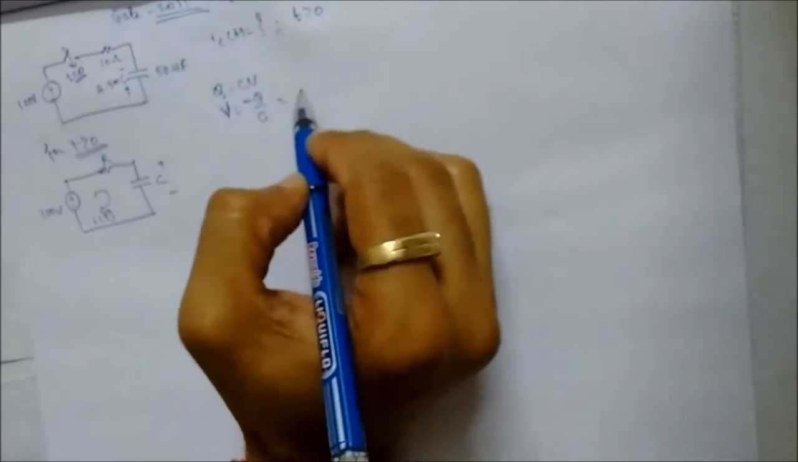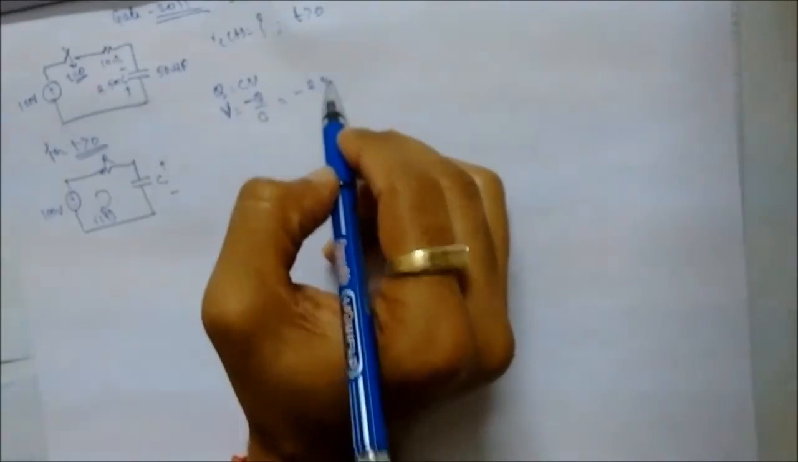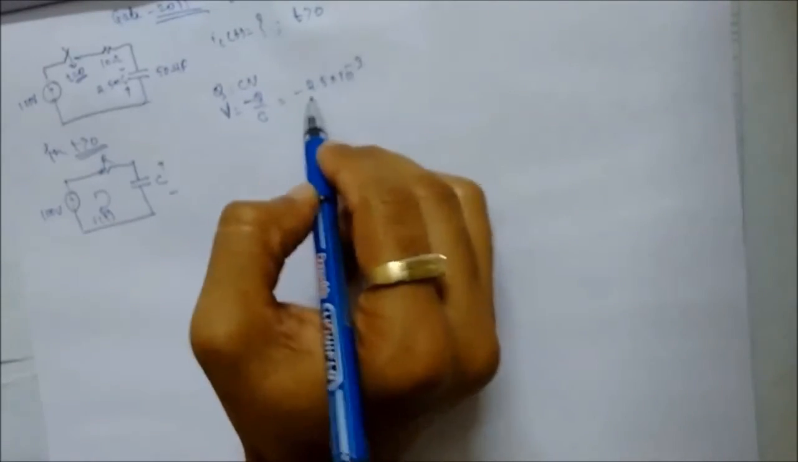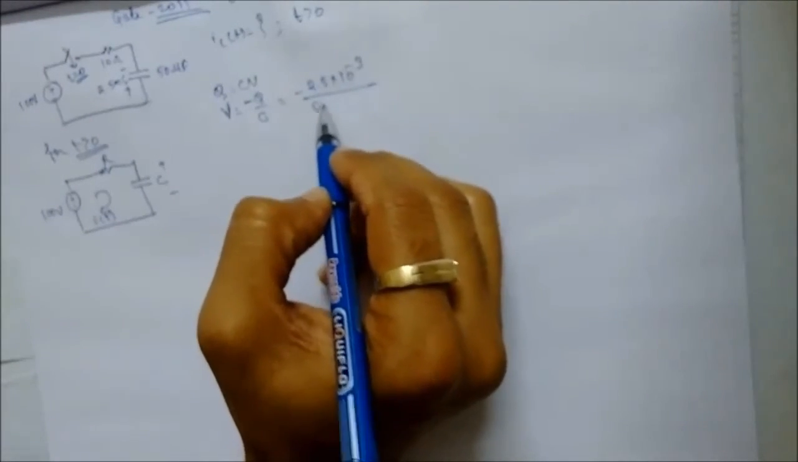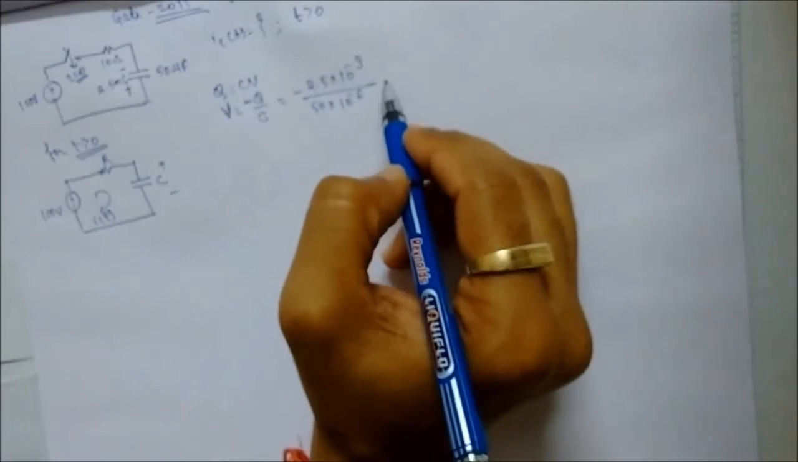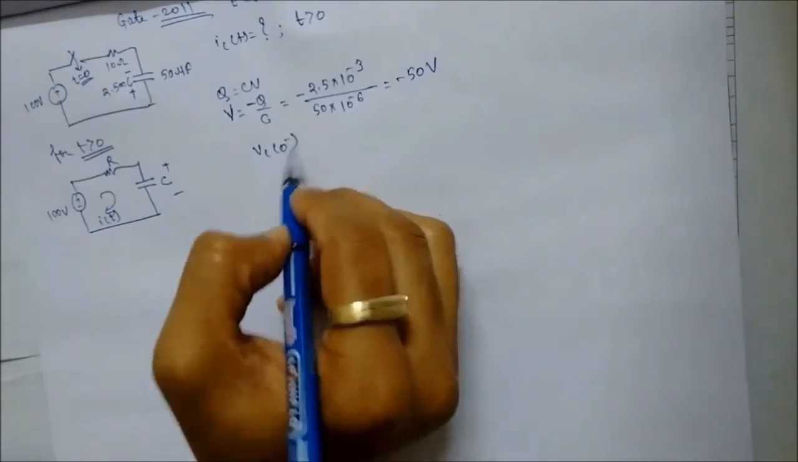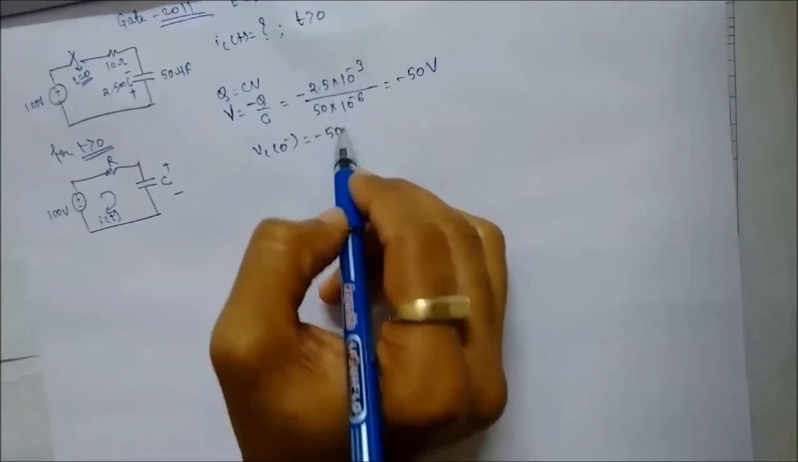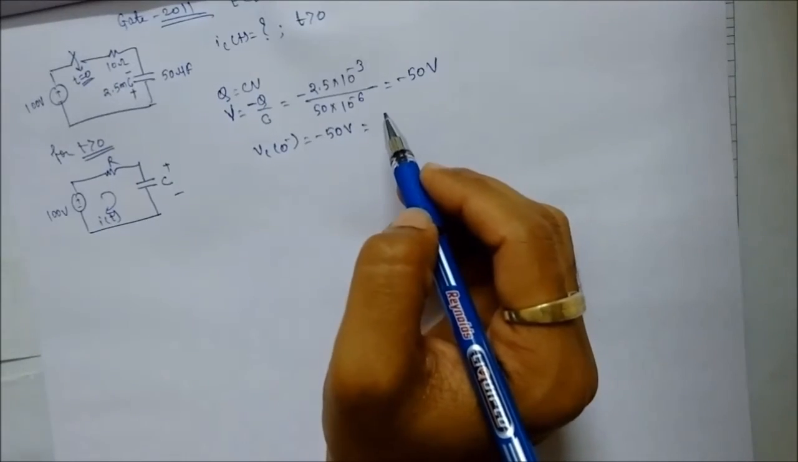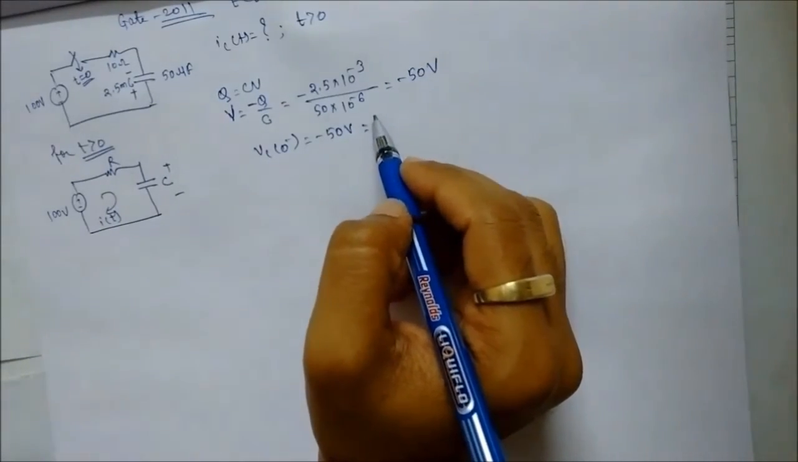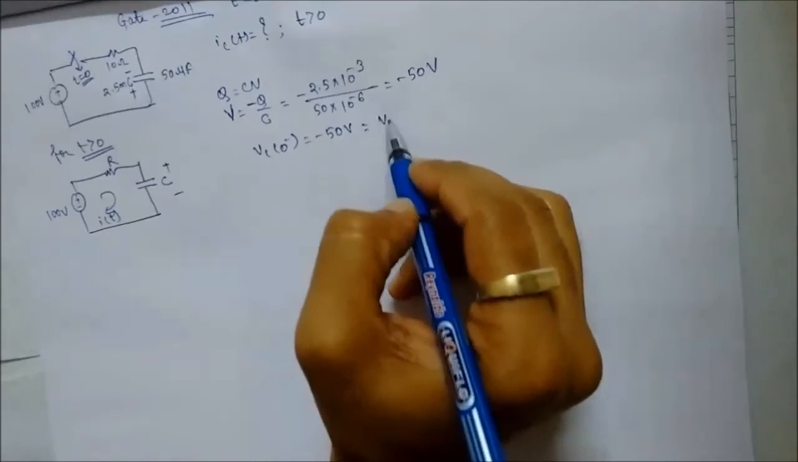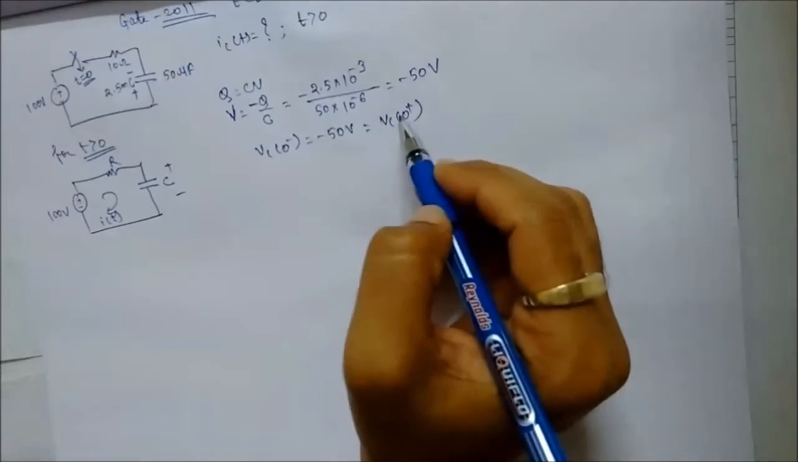So that is equal to 2.5 into 10 to the power minus 3 upon 50 into 10 to the power minus 6, that is equal to minus 50 volt. So VC at 0 minus is equal to minus 50 volt, and because of the property of the capacitor, it does not allow sudden change in voltage. VC at 0 minus is equal to VC at 0 plus.